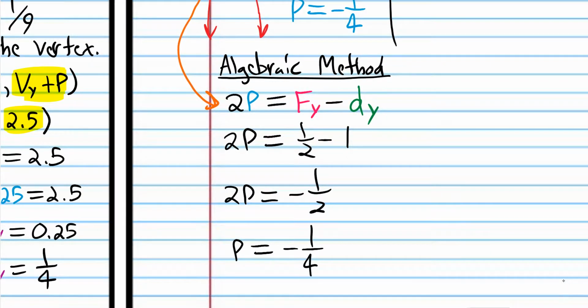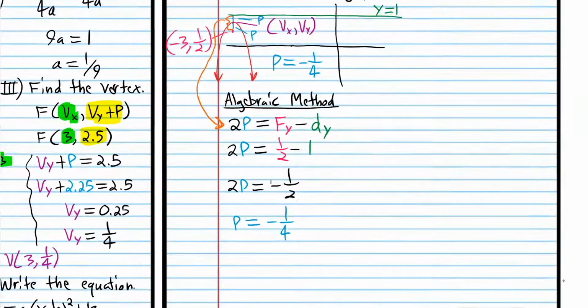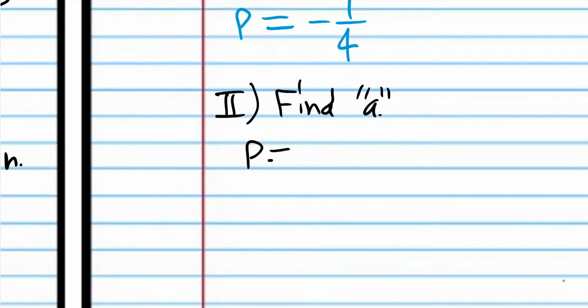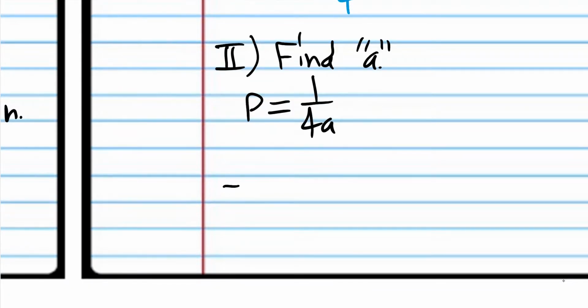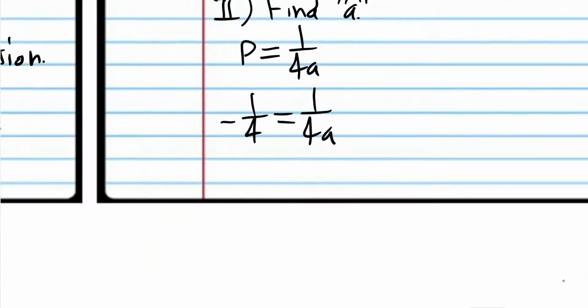So let me color these. Okay, so we found p. Now we're going to use p to find a. And we know that p is equal to 1 over 4a, and p is negative 1/4. So you can see just by looking at this equation what a is going to be. It's obviously going to be negative 1.